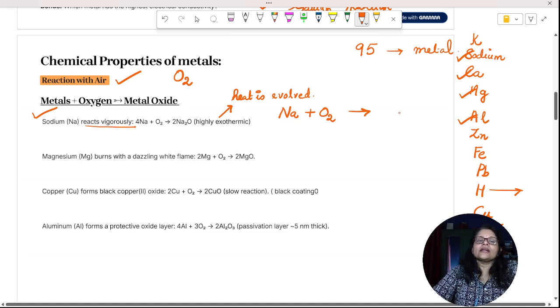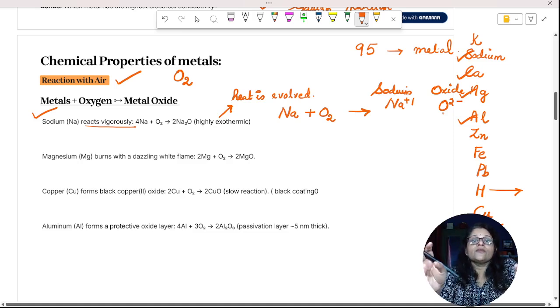And how are you going to write the formula for that? In earlier classes, you have learned what? You know the name, right? We'll write the name. Sodium and oxide ion is formed. You know that the valency of sodium is +1 and the valency of oxygen is -2. You have learned in ninth standard. That is a very important topic. Only then will you be able to write the chemical formula. Otherwise, you have to learn it by heart, and that is going to be a very big mess.